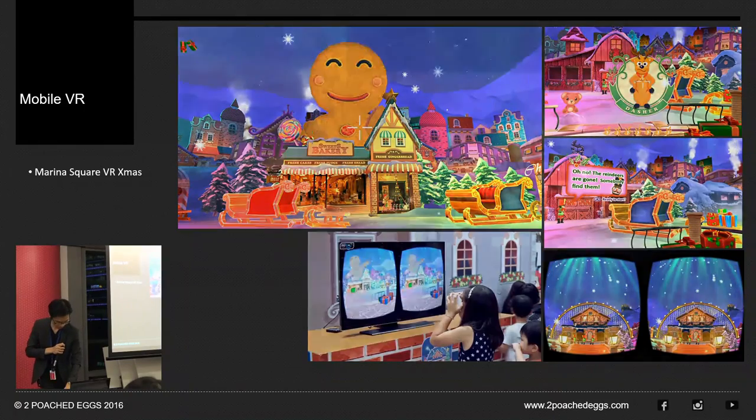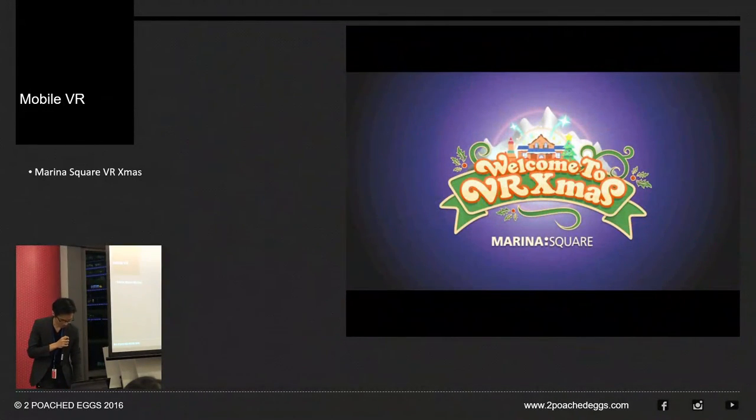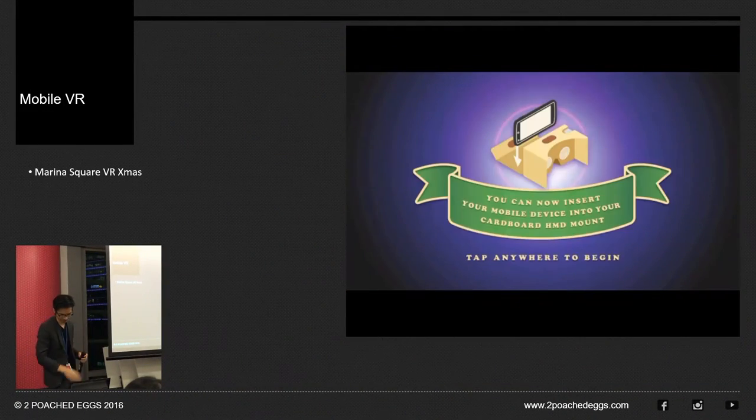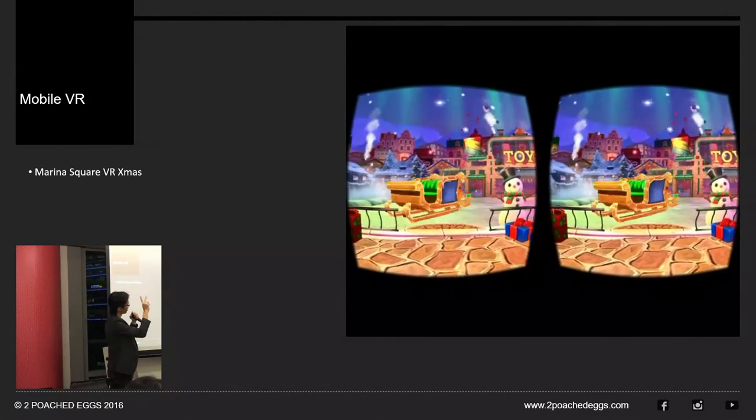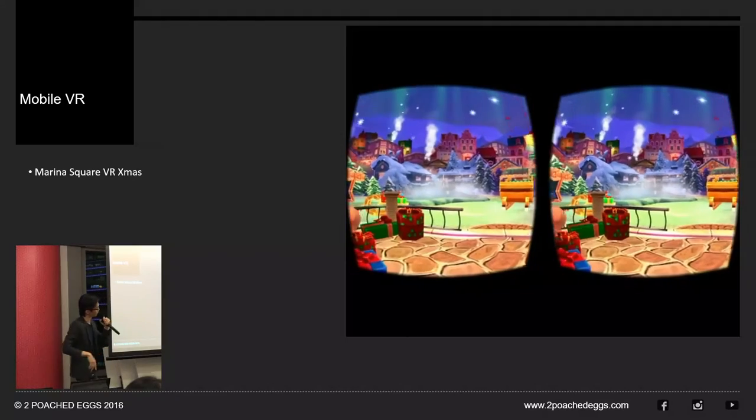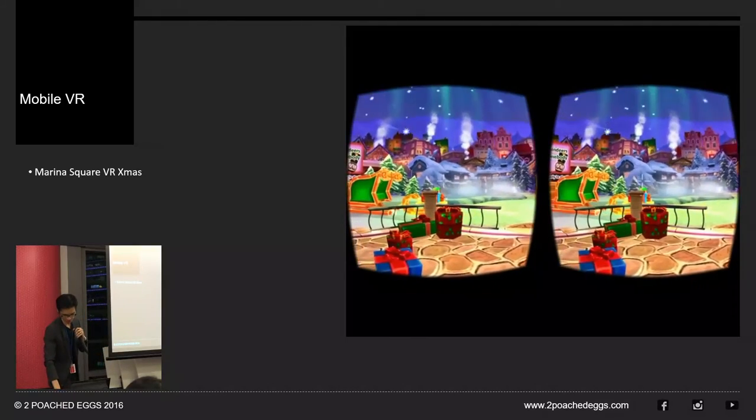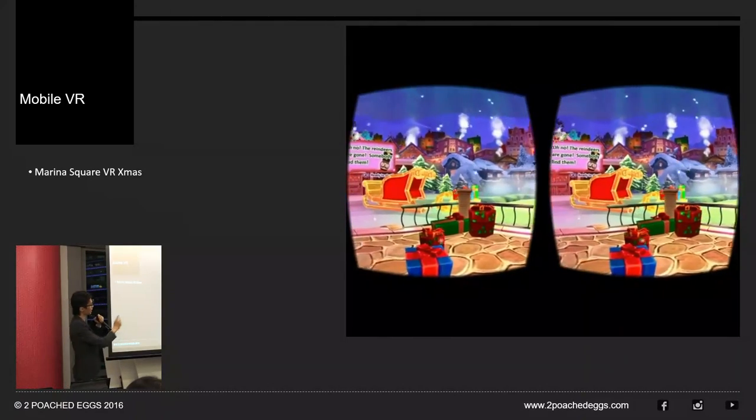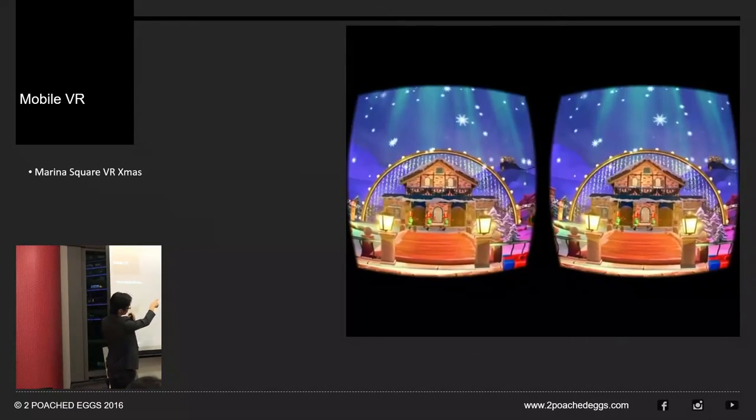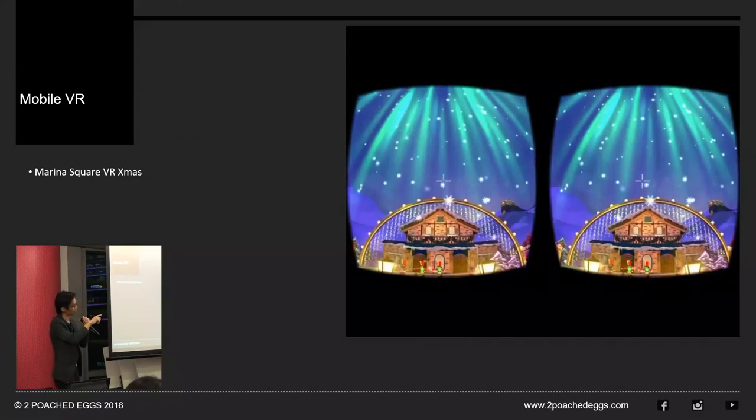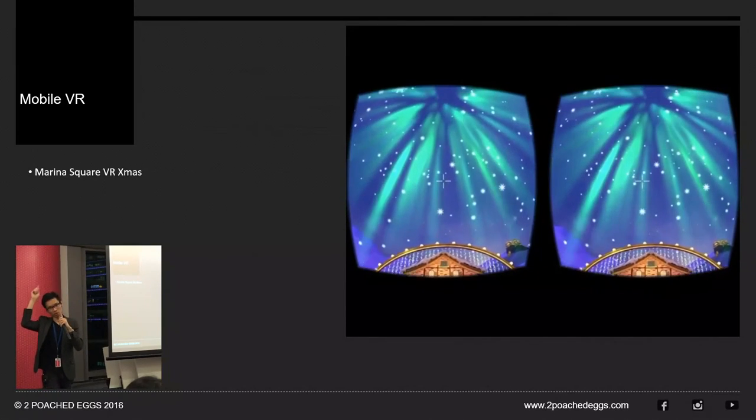So, moving along, just a quick look at this application. You're in Christmas Town. You can rotate around to enjoy the view, the music, and all the animations inside. You could also activate a mini game by staring at that speech balloon over there. Then you have to look for the reindeer hidden around the village.